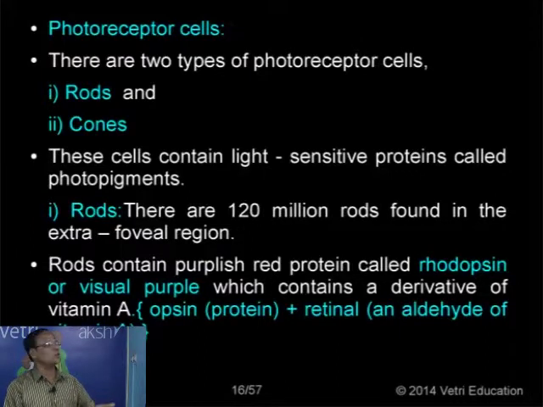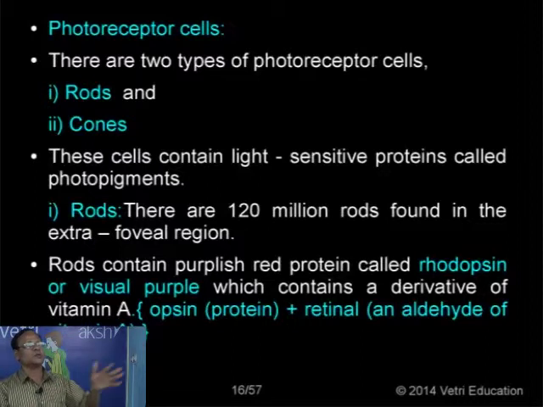Both rods and cones contain light sensitive pigments, not only rods but also cones. We have the light sensitive pigments called photopigments. These light sensitive pigments are mainly formed of proteins, hence called light sensitive proteins, and they are simply called pigmented proteins, hence called photopigments, as they are highly sensitive to light. Now let us take up the rods.